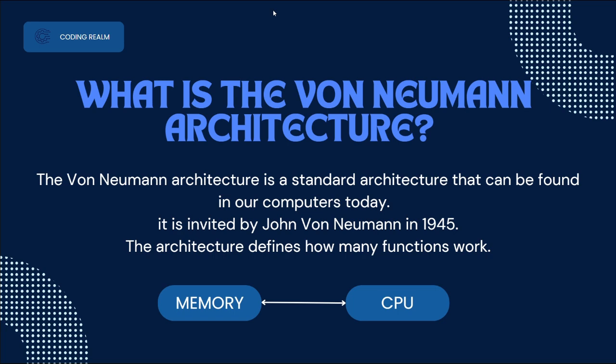Now let's talk about the John von Neumann architecture. What is the John von Neumann architecture? The von Neumann architecture is a standard architecture that can be found in our computers today. It was invented by the mathematician John von Neumann and represents a major milestone in the history of computing. It is based on the fundamental concept that data and programs should be stored in the same memory, meaning a shared memory that contains both code and data.